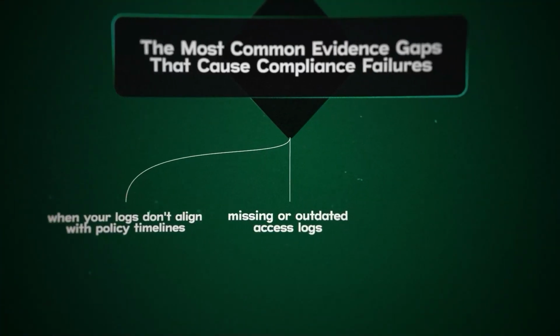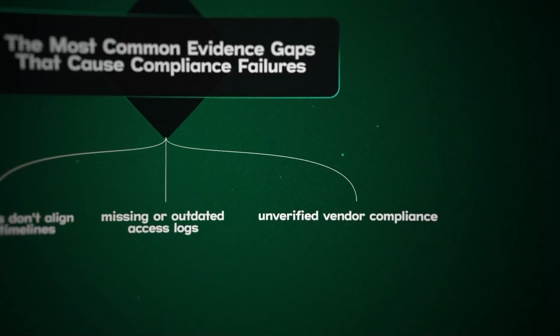Next is missing or outdated access logs, because auditors are going to expect to see a clear audit trail of logins, approvals, and permission changes. If logs are missing or inconsistent, your audit could be flagged as incomplete. Then you have unverified vendor compliance. If your vendor management policy requires third-party audits, but you don't have up-to-date security reports from vendors, you could fail compliance for third-party security risks.